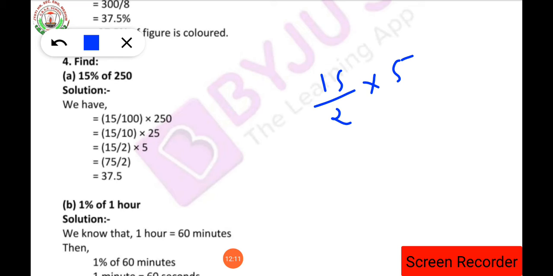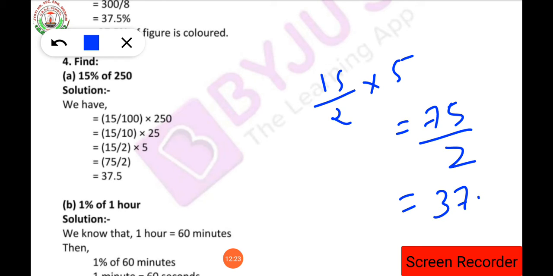So here the 2 will not go in the table of 2. 15 and 5 does not come. So 15 into 5 will be how much? 75 upon 2. Now can it get cancelled? And the answer we will get is 37.5. So here is the solution for question number 4. So in this way you have to solve the rest of the other parts.